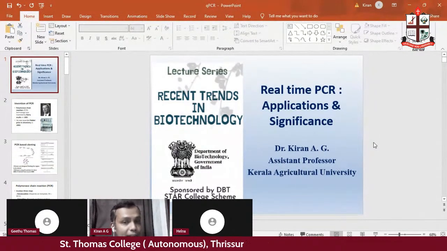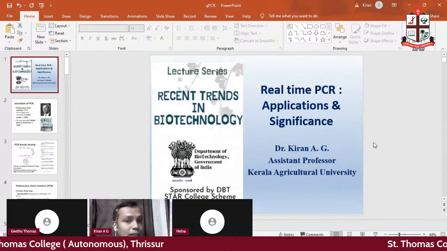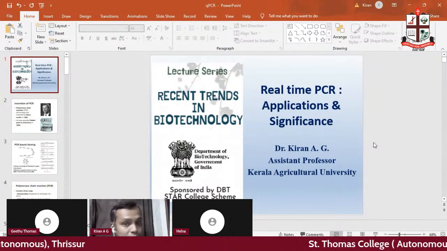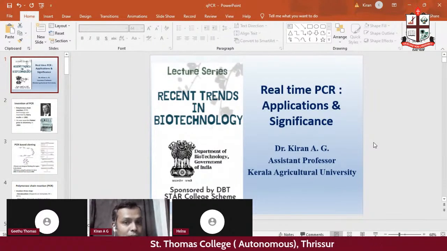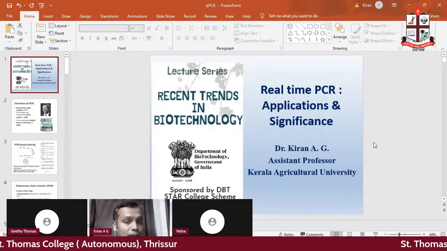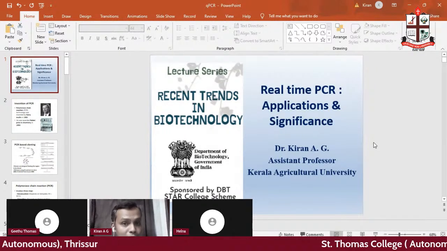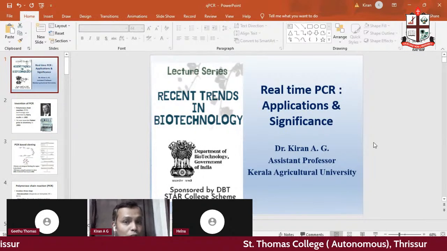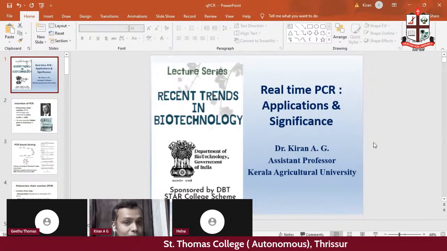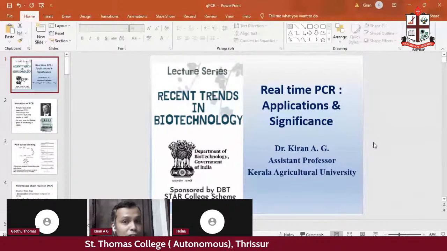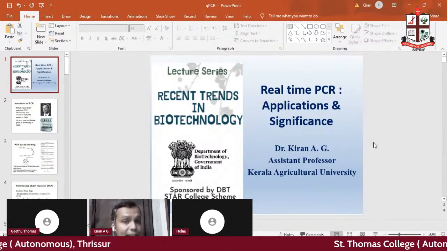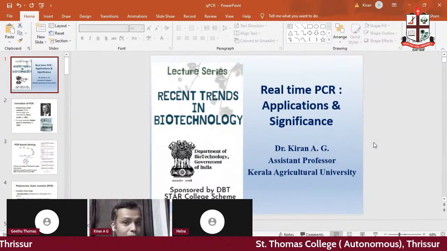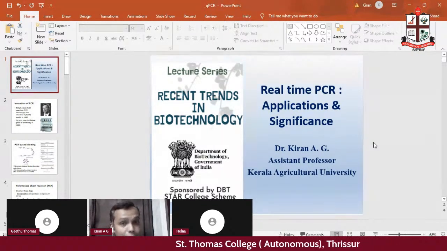In academic research, real-time PCR is mostly used for gene expression analysis. Gene expression analysis is very important because, as you know, although the genomic information in all the tissues of organisms is the same, these different tissues differ because of the difference in gene expression. So monitoring gene expression is very important for understanding biology and living organisms.